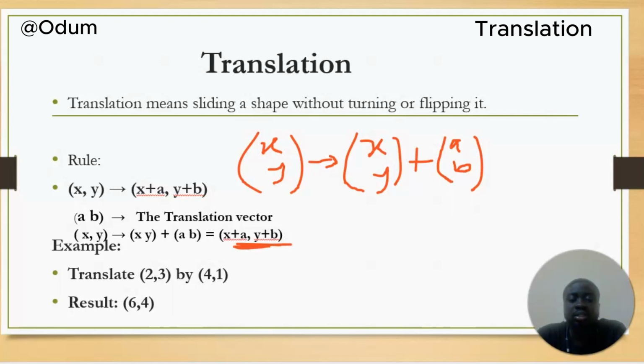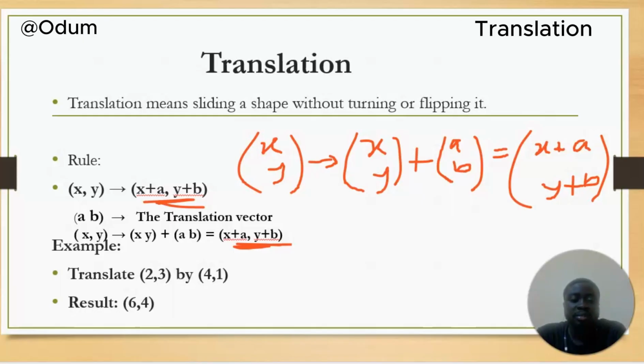This is the image you are talking about. So if you are given a point to translate and you are given a translation vector, we are going to use this approach. Here we are going to have the final image. We add x to a, so you get x plus a. Then you also get y plus b. So it means that we have translated this point, and now this is the image.